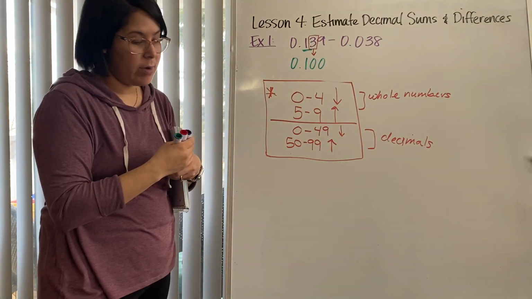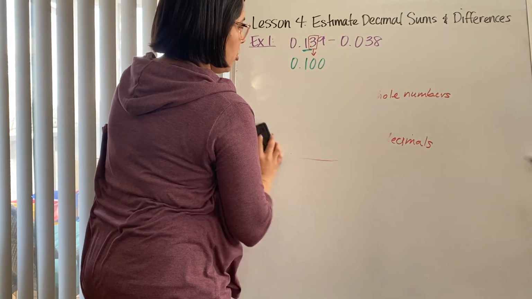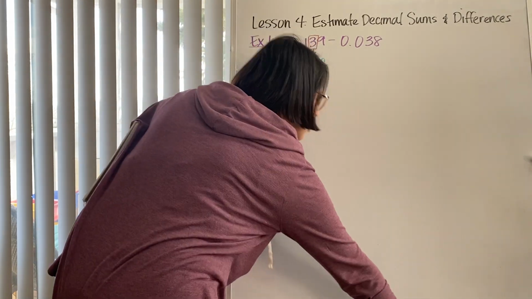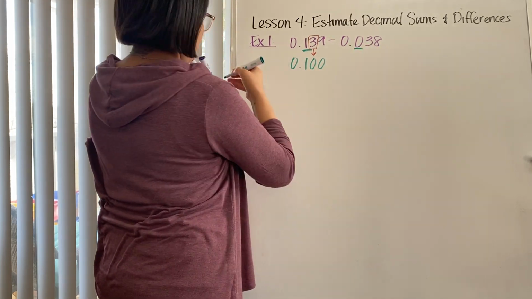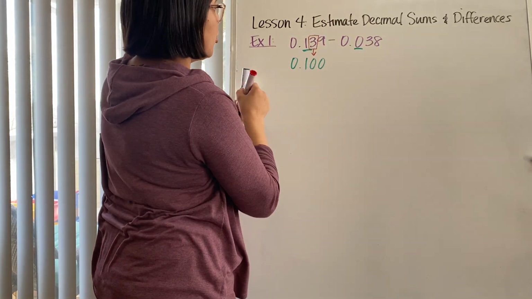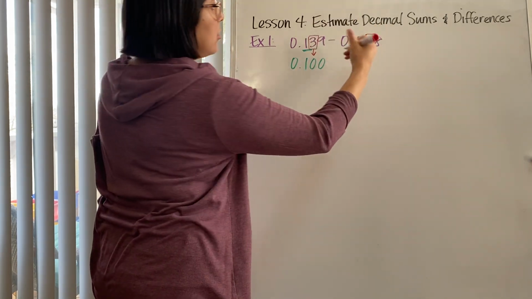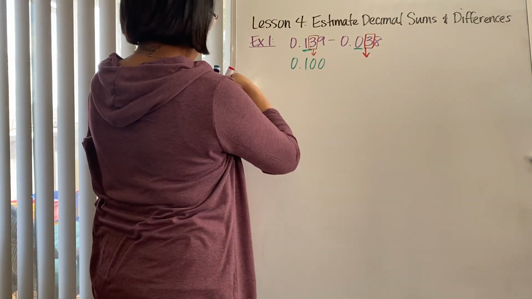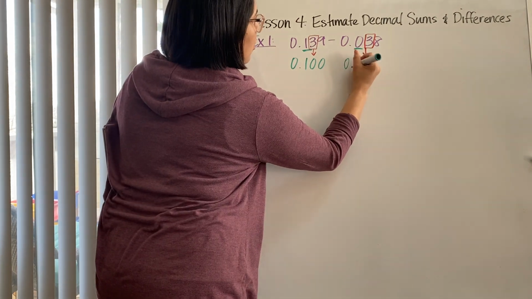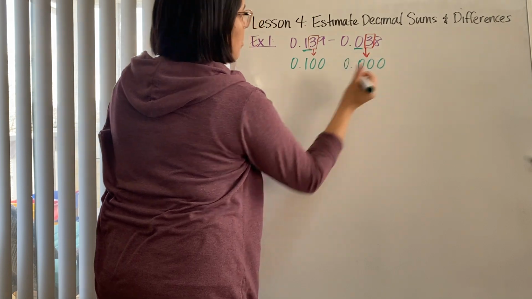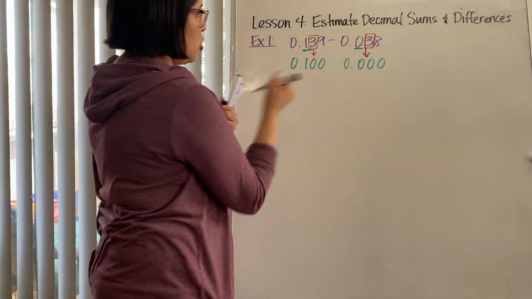You guys already know how to round. Okay? Let's go ahead and do the next number right here. Okay, here's my tenths place. I have to look at the next number to see what it's going to do. That number is going to also go down. So this number is going to turn into 0.000. Okay, so now that I've rounded, now I can subtract.